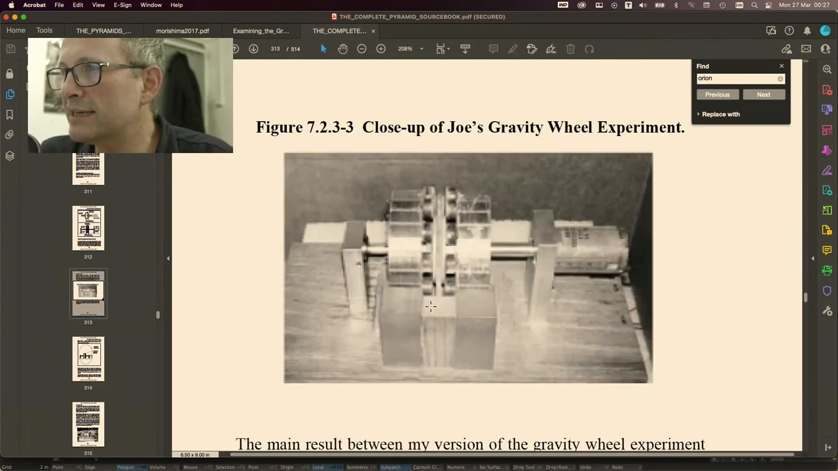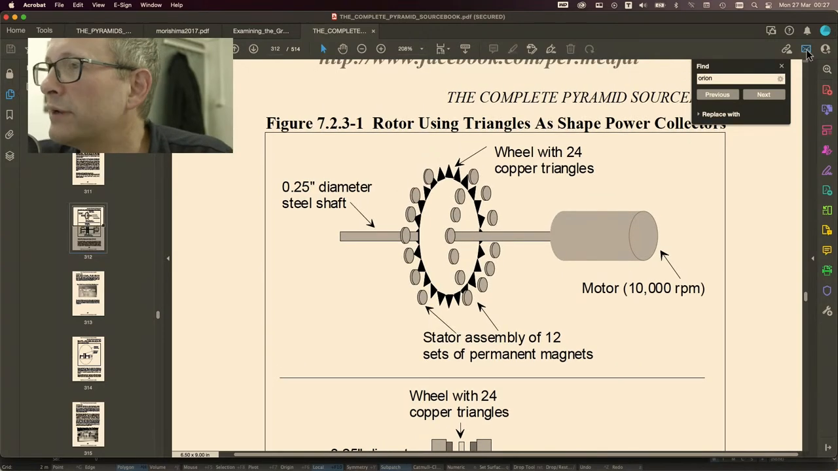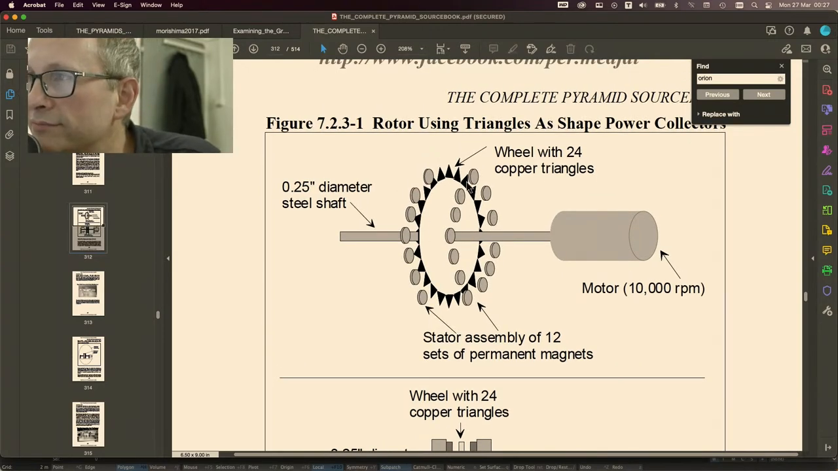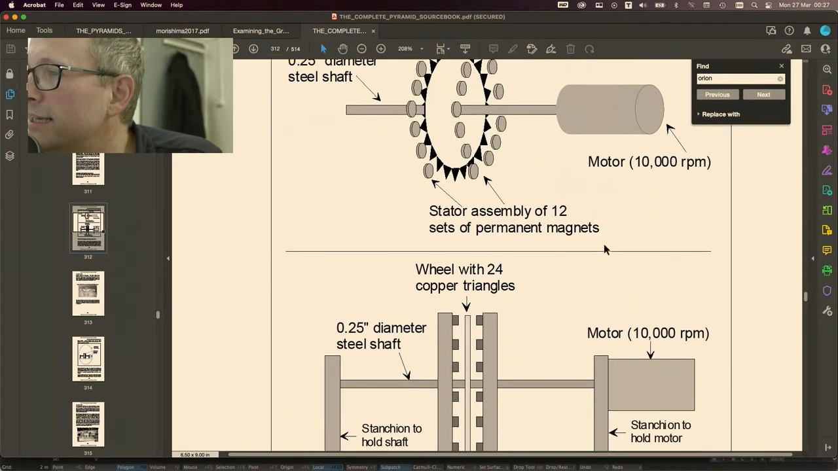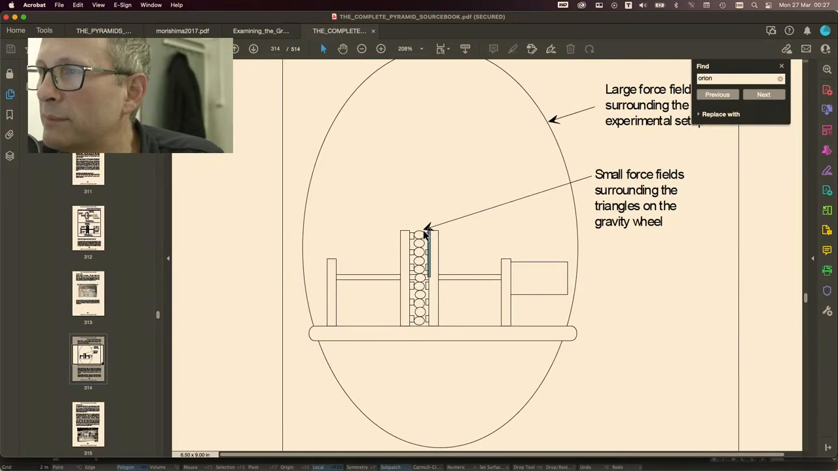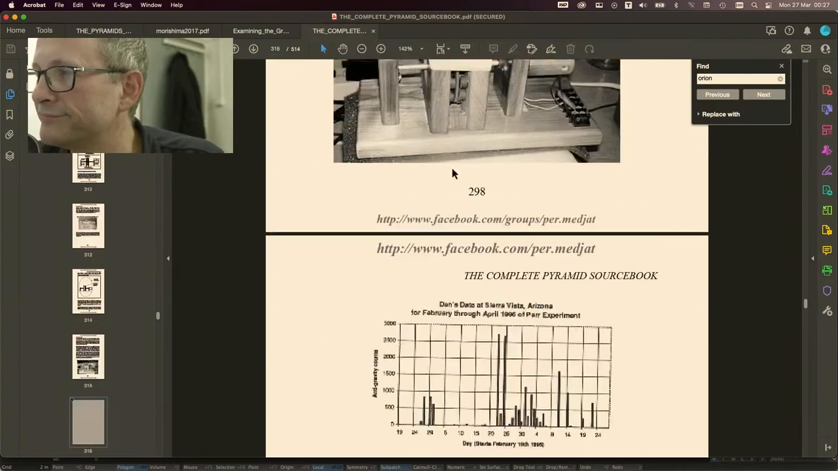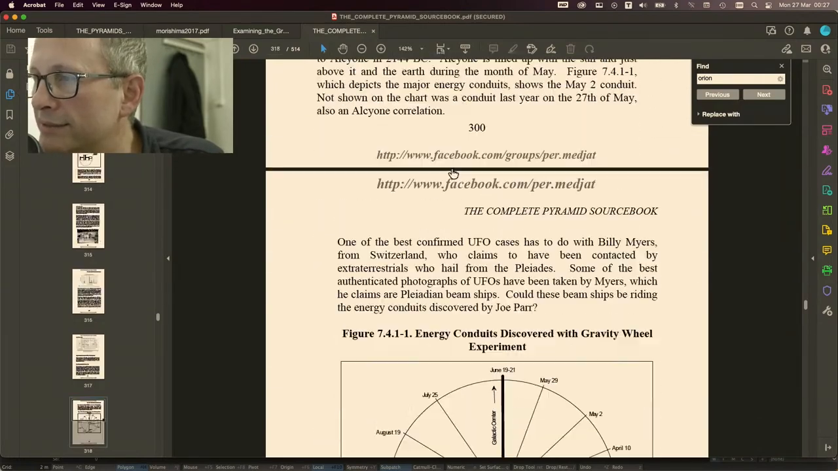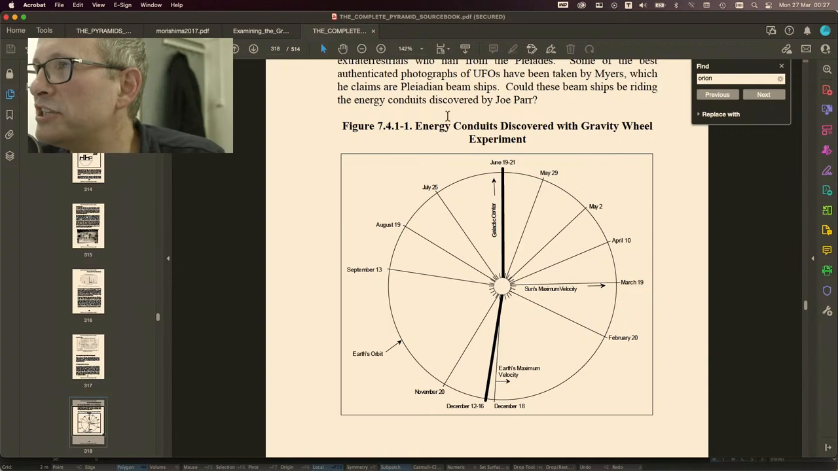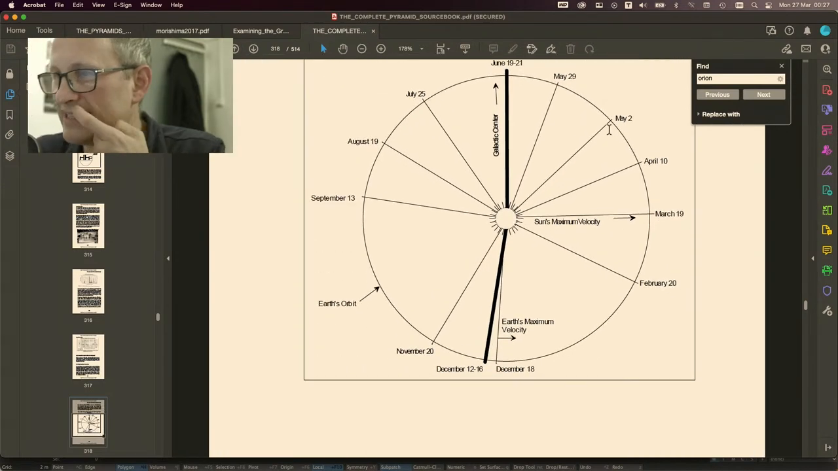And I think he says that he has, in his diagram, yes, look at this. Okay, so he has copper triangles, and they are spinning around, and each of those triangles have a bubble field around them. A little bubble, and bubbles and then a big bubble. Well, there we go. How fascinating. And here is this energy conduits discovered with gravity wheel experiment. Okay, so what they are saying is, okay, so here we go.